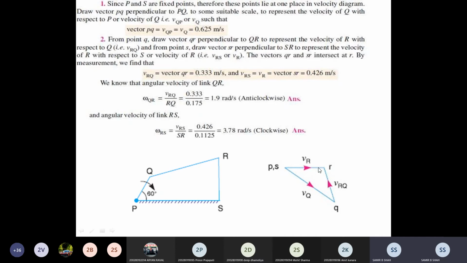Please find the dimension by measuring the small rs and small qr, and give me the answer of both the links. Please calculate by yourself. So it may be helpful to you. If you get any query, then raise the query.